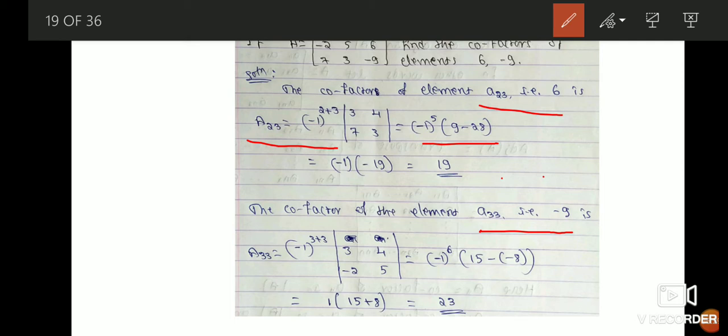Similarly, the cofactor of A33: i plus j is 3 plus 3, minus 1 to the power 6, that will become plus 1. Then you have to delete the elements of the third row and the third column, so the remaining elements are 3 4, minus 2 and 5. So 1 into 15 minus 8, so 1 into 23, so the answer is 23.